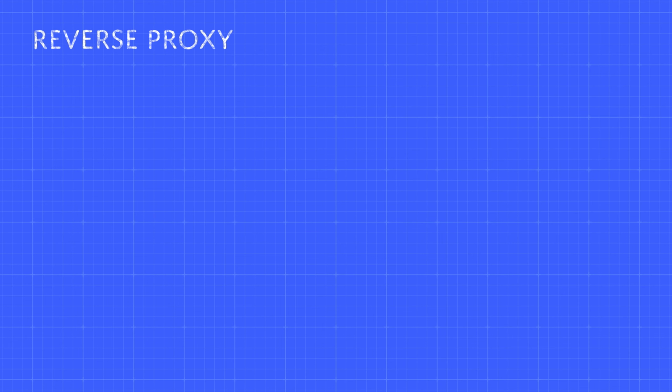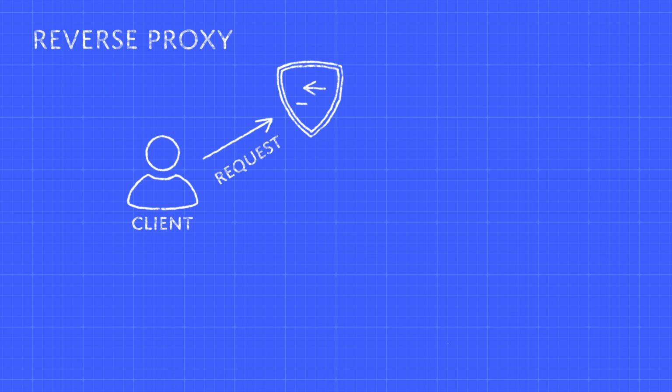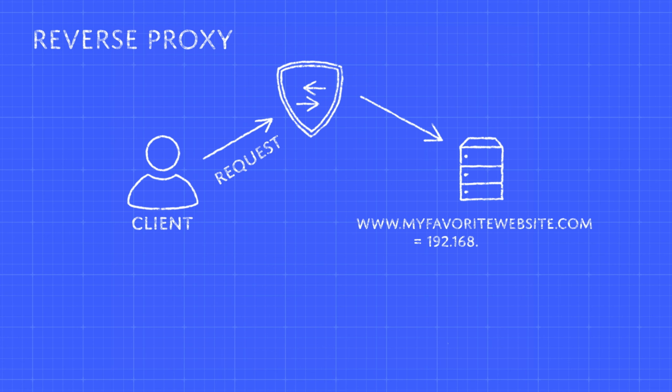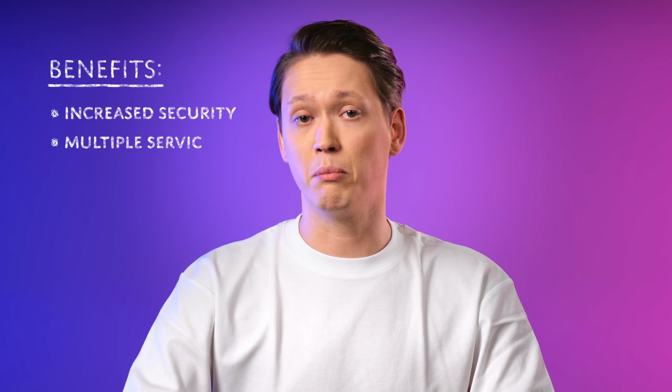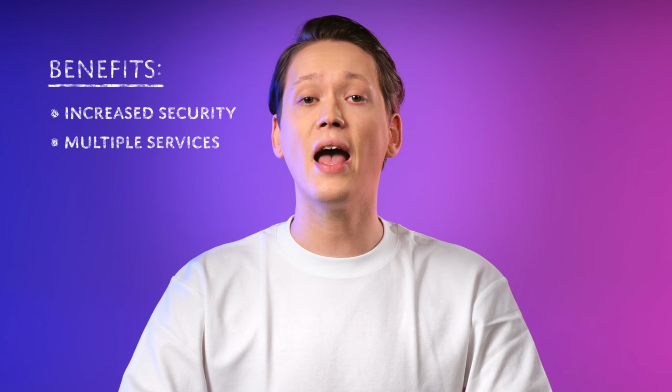A reverse proxy is a service that receives a request from a client and forwards it to a specific address and/or port. The origin server then responds, and the reverse proxy sends the response back to the client. The client generally never knows the actual origin server. It only interacts with the reverse proxy. This has several benefits. You can hide your machine behind a proxy, set up multiple services on a single machine, and easily configure TLS encryption.